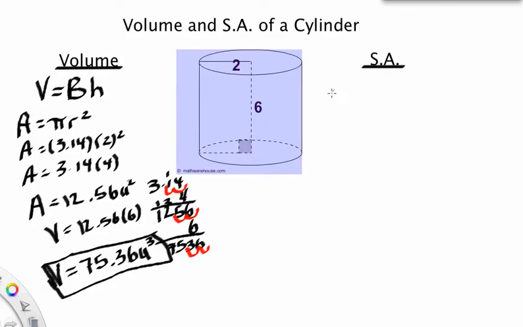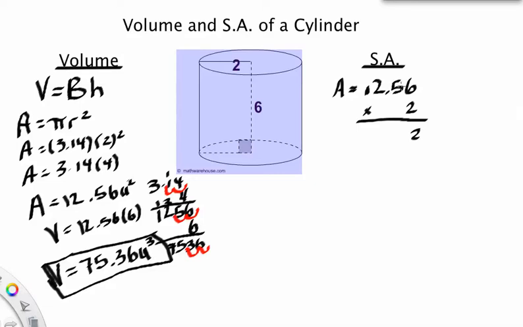The nice thing about surface area is if I found the area of the circle, there are 2 circles here on this cylinder, a top and a bottom. So I need to multiply that by 2 to find the area of the top and the bottom. So my area of the circle was 12.56. If I multiply that by 2, I'll have the top and the bottom taken care of. I need to multiply that by 2.